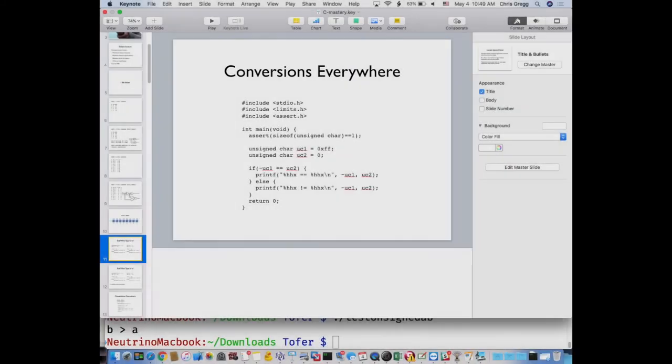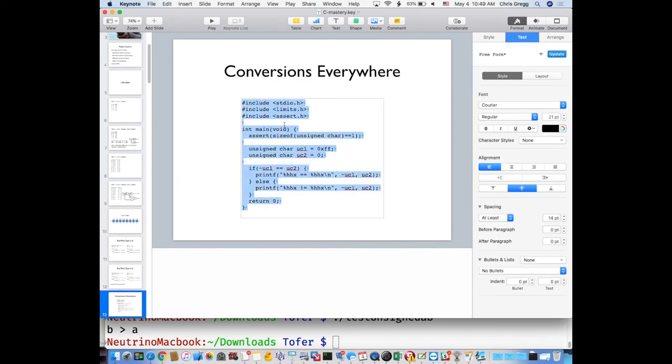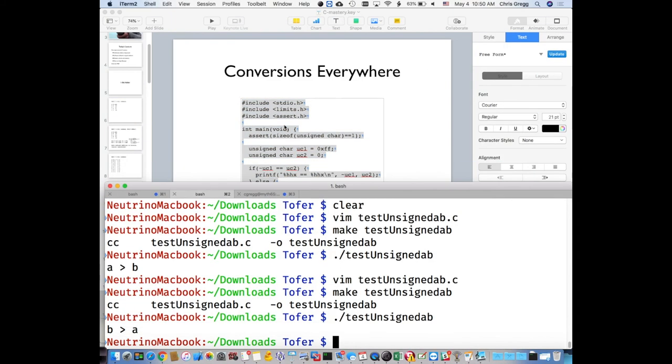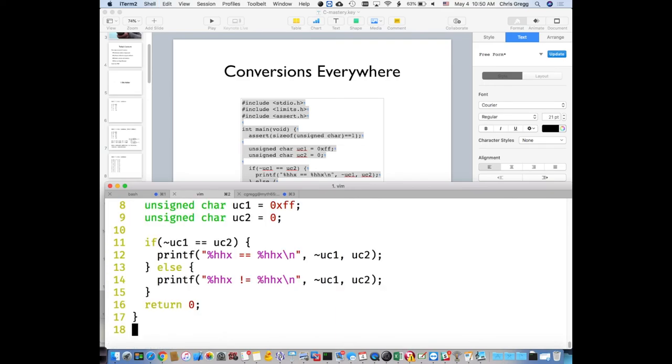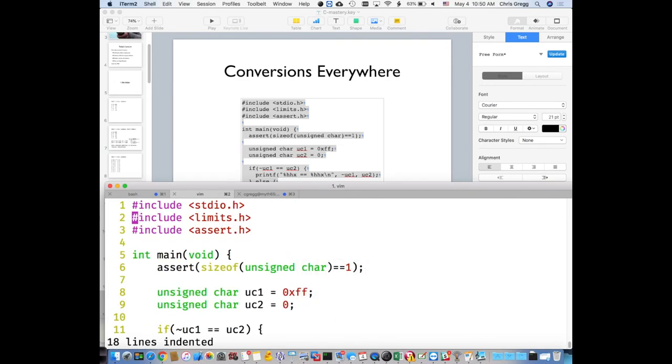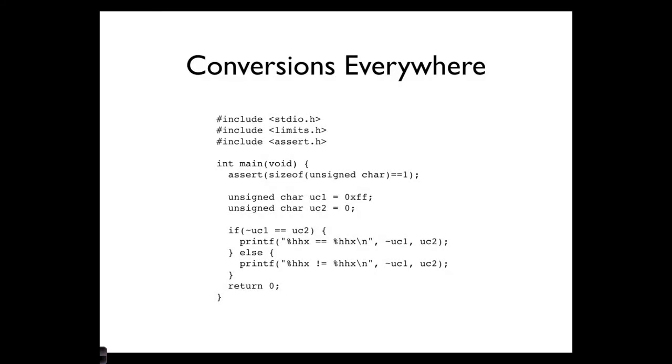Here's a program. Actually, I'm just going to copy and paste all this into another file. This is conversionseverywhere.c. Okay, so let's look at what this is. I've got it in here. I'm going to show it in a second, but let's see what's actually happening here.